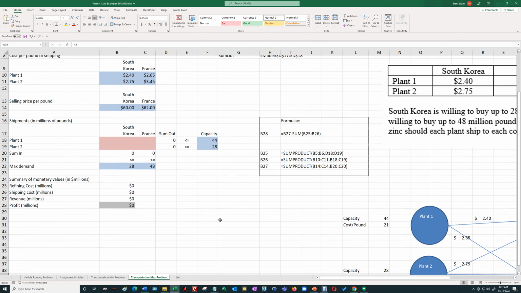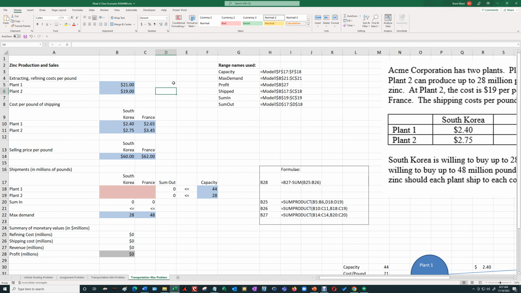Now, what we have to do is lay out all the inputs in this case. So for example, Plant 1 and Plant 2 have these costs, $21 and $19, taken straight from the problem over here. The cost per pound of shipping is again taken from the table that was given in the problem statement to the right. And the selling price per pound was taken from the problem as well, at $60 per pound at South Korea and $62 per pound from France.